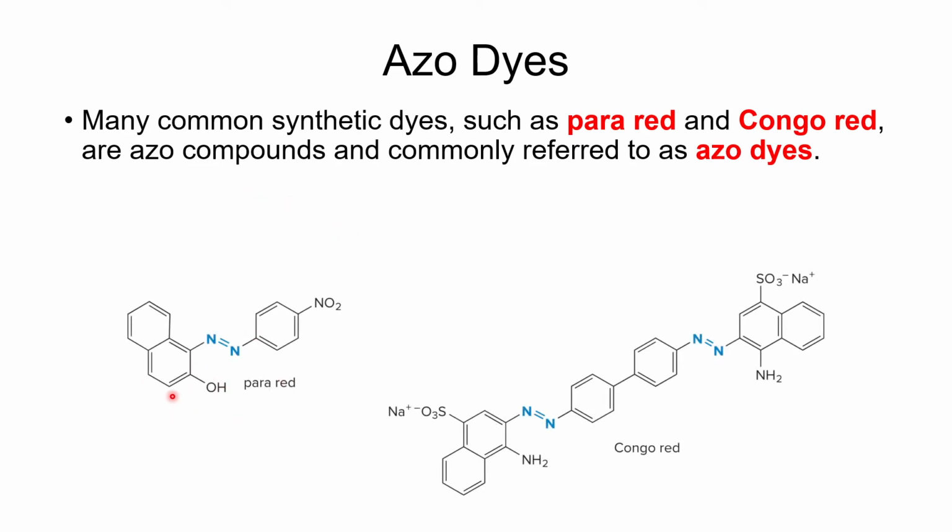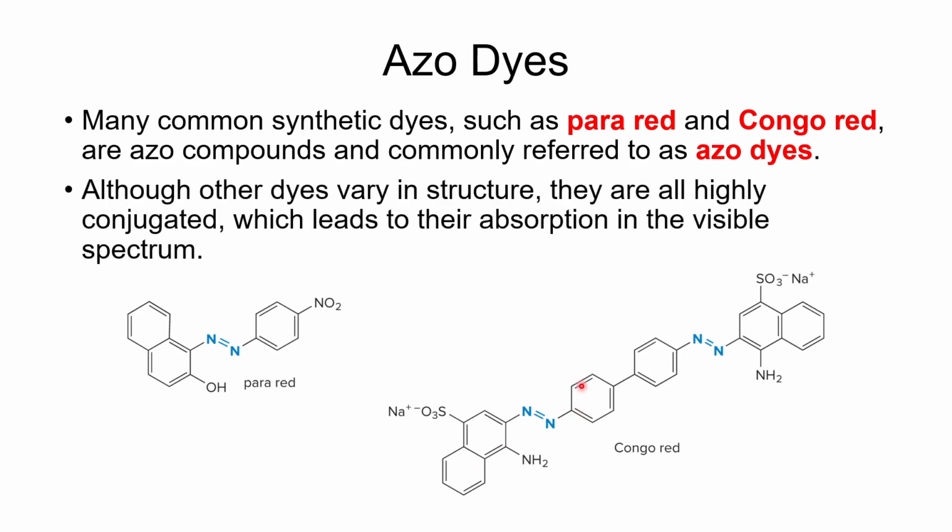This one is called Para Red. Again, it uses an Azo coupling. It's an Azo dye. Here is Congo Red. All right, and you can see here it's got 2 Azo couplings. All right. But you can tell they all have very highly conjugated systems.